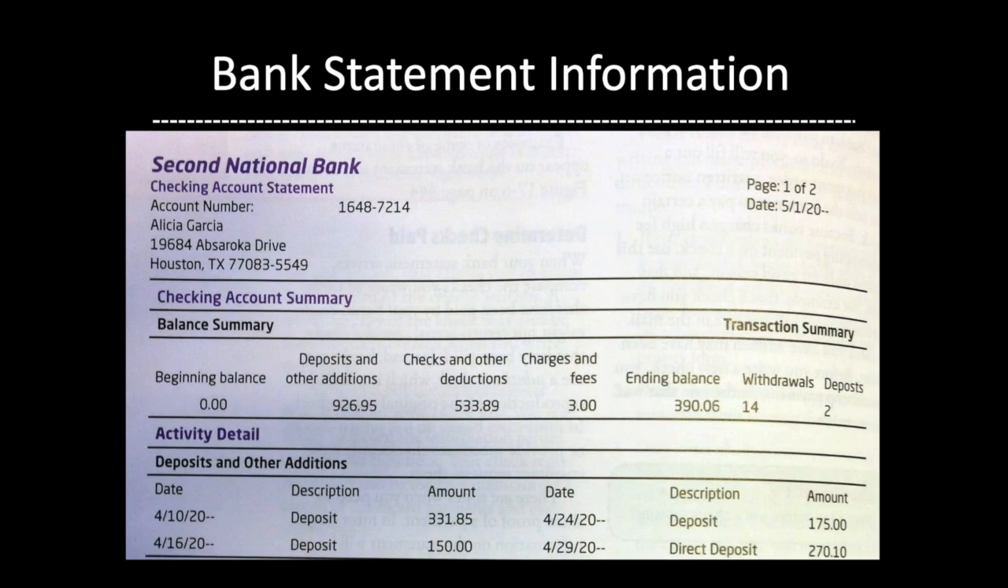This is basically what your bank statement will look like. You have your beginning bank balance. This one is a brand new account, so you start with zero. You deposited or made some other additions into your account. You wrote some checks for a total of $533.89. You got charged some fees, and then you have an ending balance. And then they have a summary of the number of times that you withdrew money and the number of times you deposited.